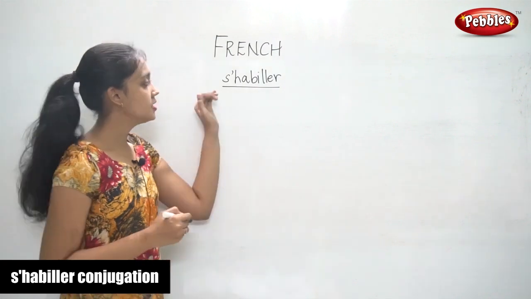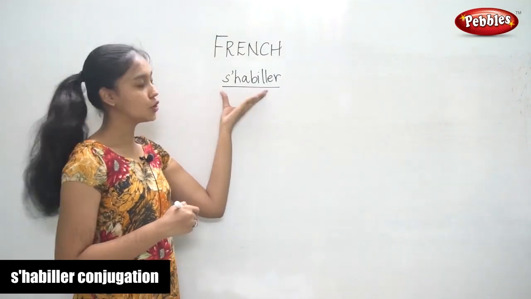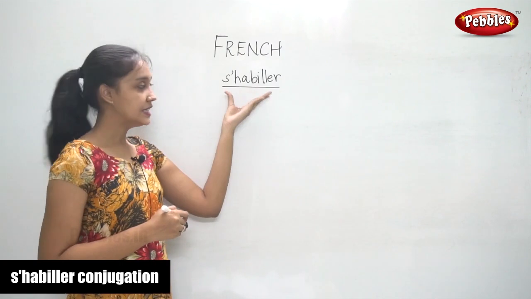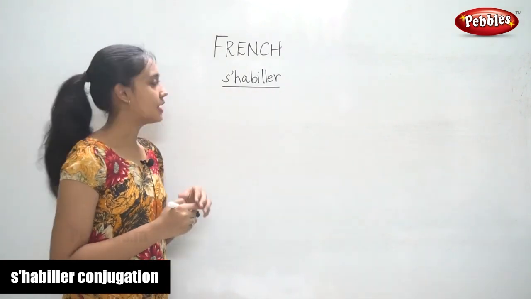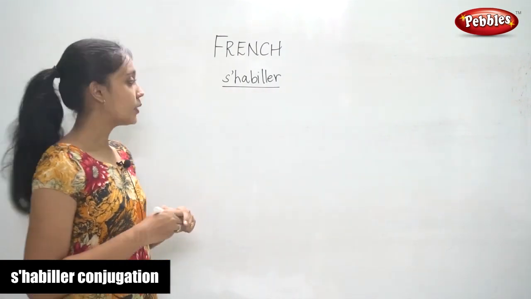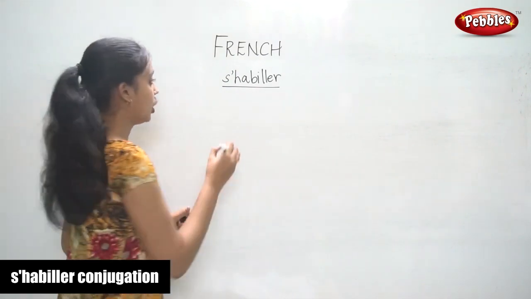The next verb is s'habiller. So do you remember the meaning of this verb? It is to dress oneself. So now you're going to try to conjugate it along with me.